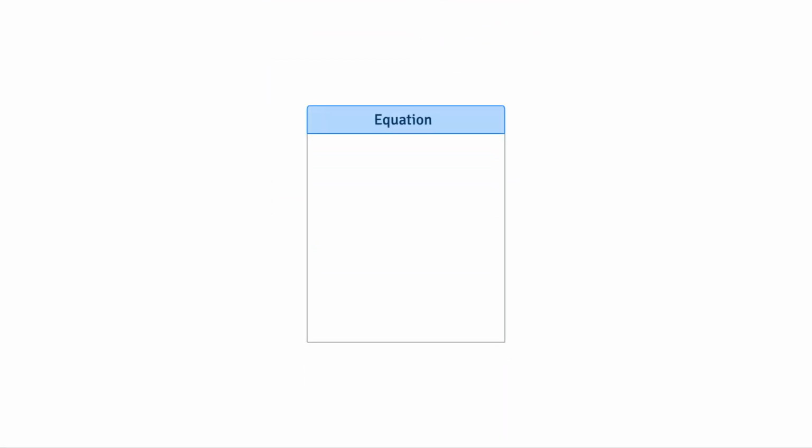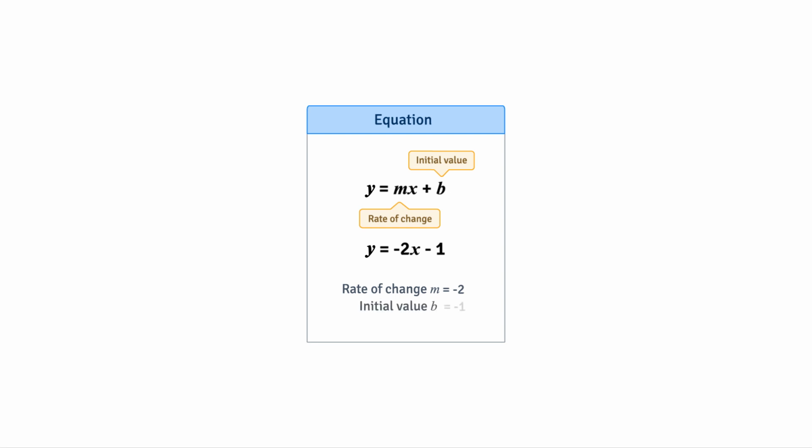The main features to compare are the initial value and the rate of change. To compare the two functions, remember how to determine the initial value and the rate of change using an equation and a table. The equation y equals negative 2x minus 1 is of the form y equals mx plus b, where b is the initial value and m is the rate of change. In y equals negative 2x minus 1, the rate of change is negative 2, and the y-intercept, or initial value, is negative 1.